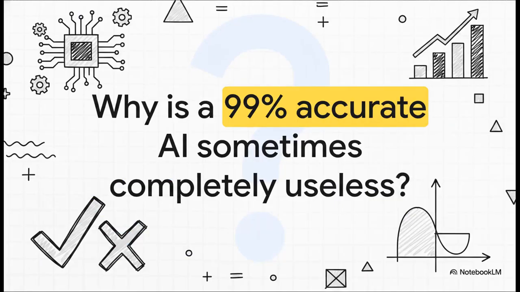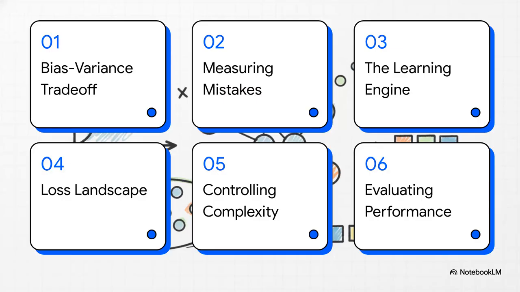Let's kick things off with a bit of a brain teaser. Why on earth would an AI system that boasts a 99% accuracy rate actually fail catastrophically in the real world? It sounds totally backward, right? But stick with me, because by the end of this explainer, the mathematical reality behind the solution will be crystal clear. To figure this out, here's our roadmap for the explainer.